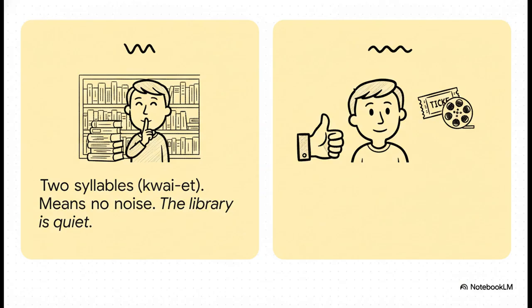With this one, the key is all in the sound. Quiet has 2 sounds, 2 syllables, qui-et. That means no noise. But quite has just 1 sound, 1 syllable, quate. And that means fairly, or rather. So a quiet library has no noise. A film that was quite good was pretty good. The sound tells you everything you need to know.